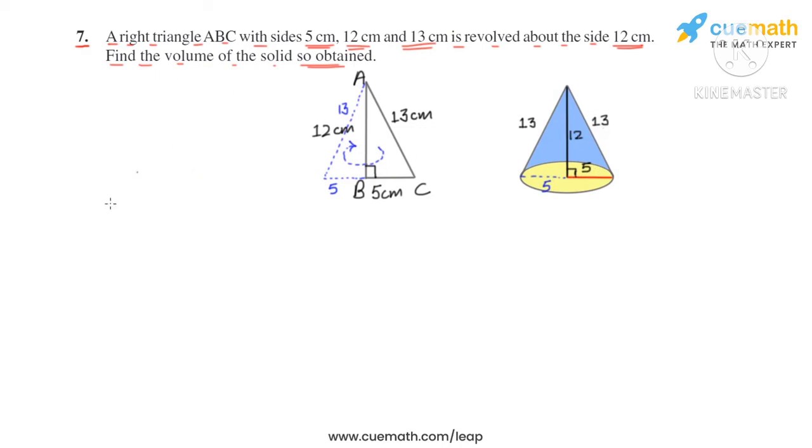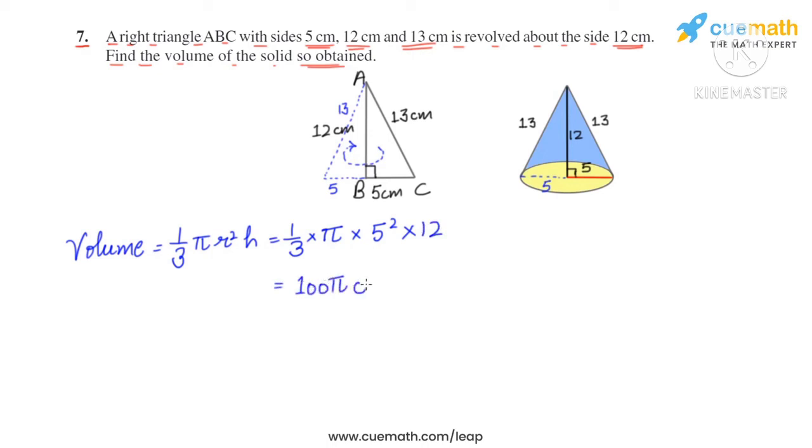Now they are asking to find the volume. We know that the formula for volume is 1 by 3 pi r square h. Substitute the values: 1 by 3 into pi into radius is 5, so 5 square, and height is 12. This comes out to be 100 pi cubic centimeters. So this is the volume of that cone which we got by revolving that right triangle.